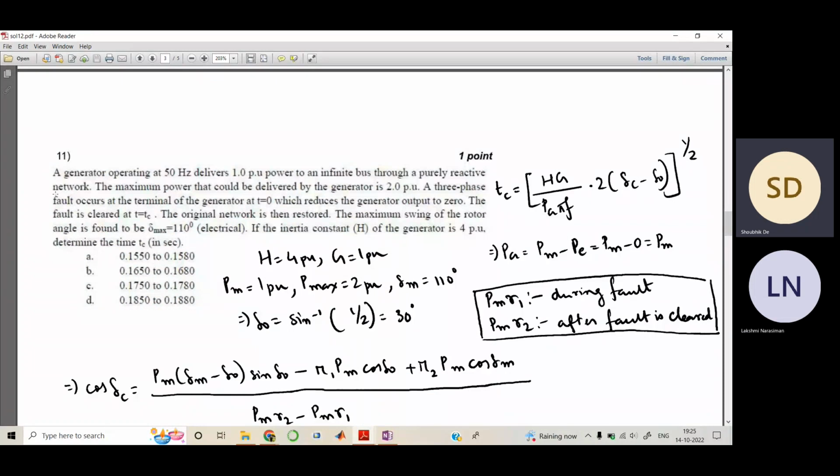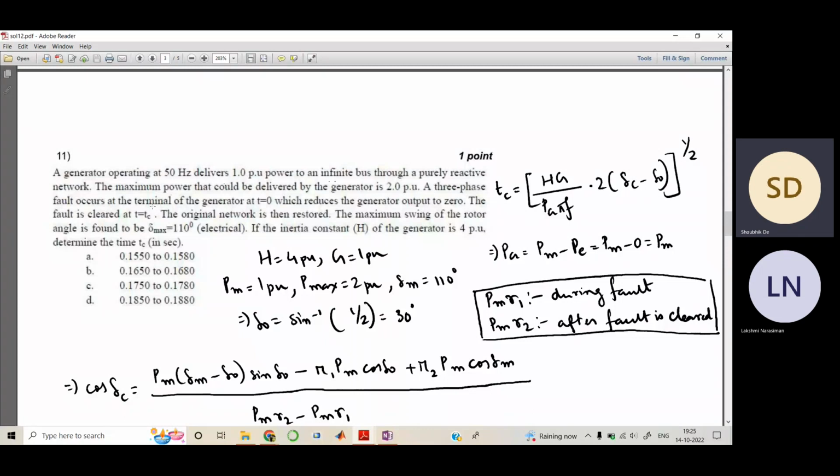So now question number 11. A generator operating at 50 hertz delivers 1 per unit power to an infinite bus through a purely resistive network. I haven't drawn the diagram here. It's pretty simple, not many components, so that is why I didn't draw it. Anyway, the maximum power that could be delivered by the generator is 2 per unit. So this is your Pmax.